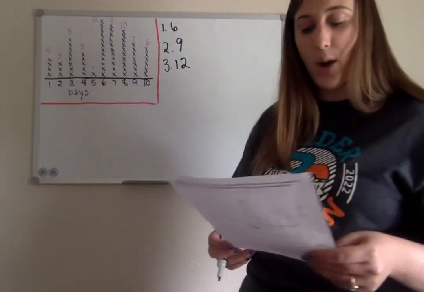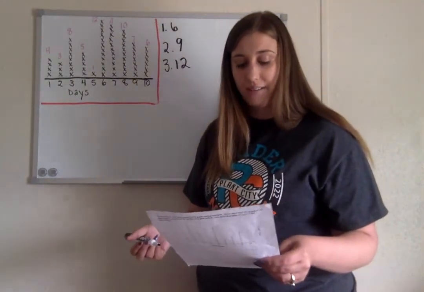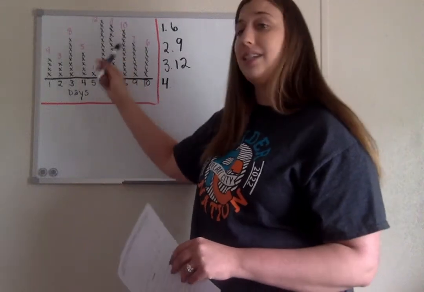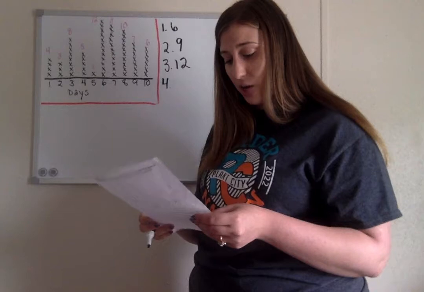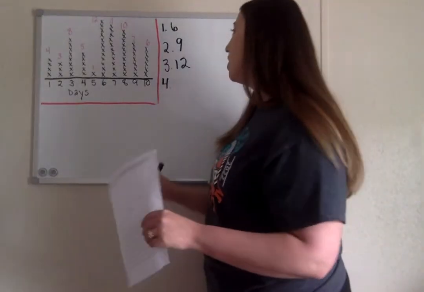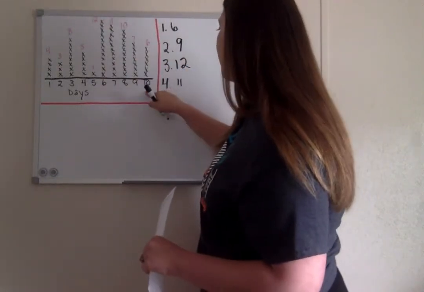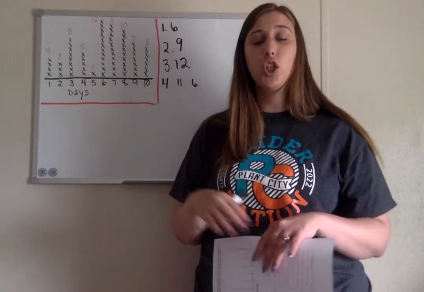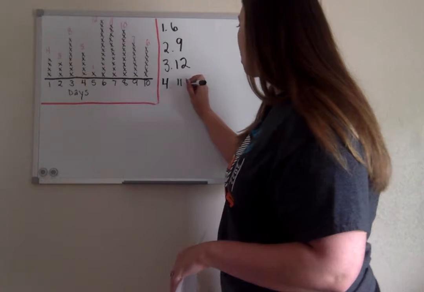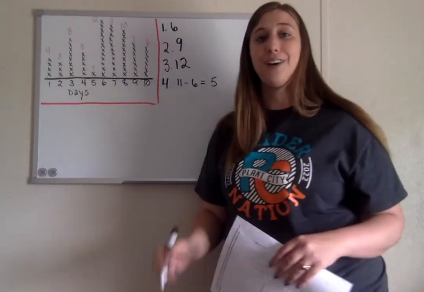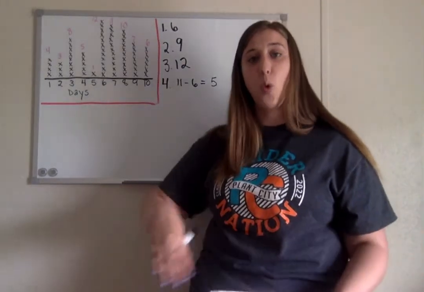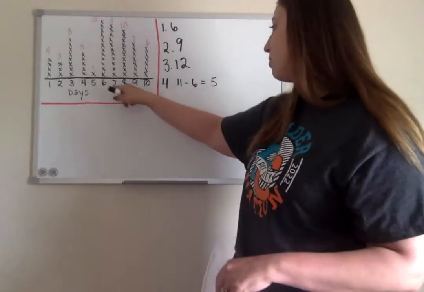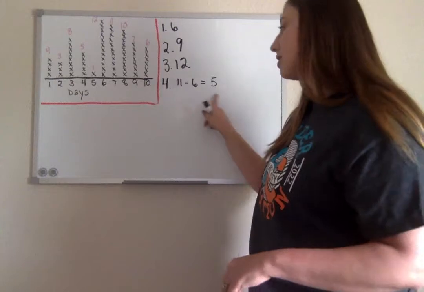Number 4 is asking how many more boxes did Tom sell on day 7 compared to day 10? Again, it's asking for the number of boxes, so we're counting these little X's, because those represent our boxes of chocolate. We're comparing day 7 and day 10. On day 7, we sold 11, and on day 10, we sold 6 boxes. Since it's asking how many more boxes were sold, it's looking for the difference between those 2 days. So we subtract those totals, and 11 minus 6 gives us 5. That key phrase, how many more boxes did he sell, is asking for the difference between those days, which is why we subtracted the total from day 7, which was 11, and the total from day 10, which was 6, and we got 5.